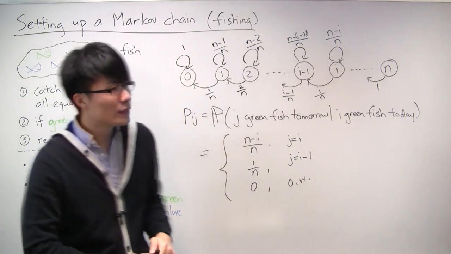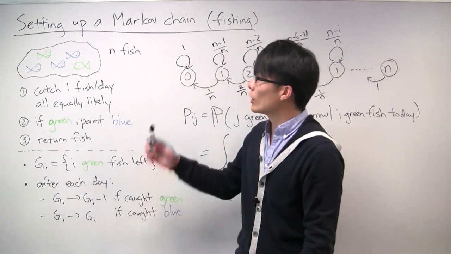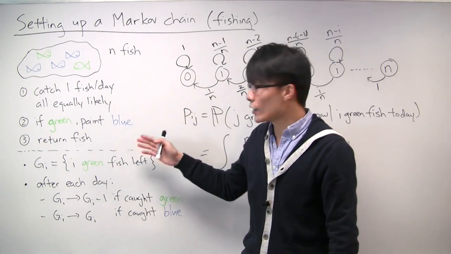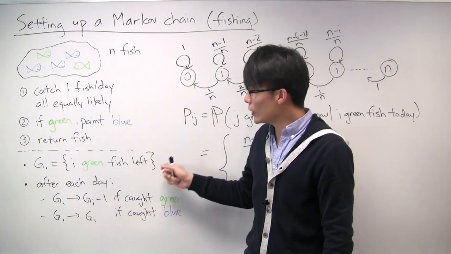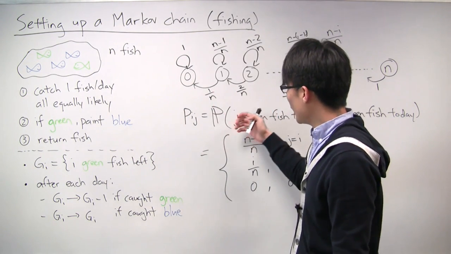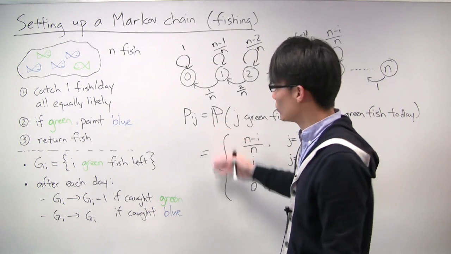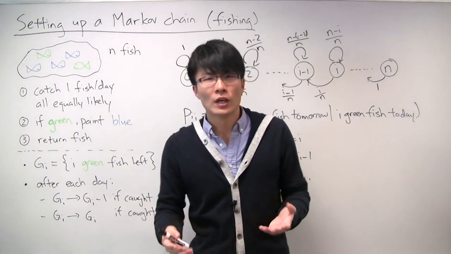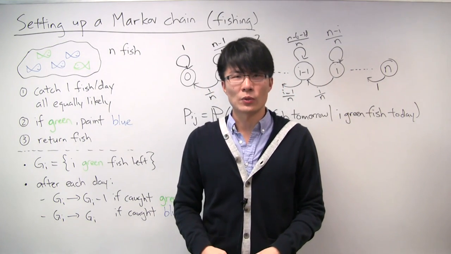All right, so this was just an example of how to set up a Markov chain. You just think about the dynamics of what's going on and make sure that it satisfies the Markov property. Then figure out what all the states are and calculate all the transition probabilities. Once you have that, you've specified your Markov chain and you can answer some interesting questions.